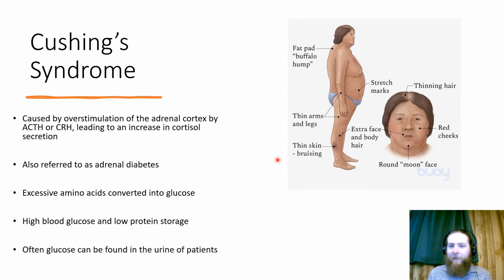Some of the symptoms, in this nice diagram here, you have this fat pad or this buffalo hump where fat is being packed kind of weird. You have stretch marks, thinner arms and legs, this moon face, this very round, red cheeks. Moon face is a very common symptom in Cushing's syndrome.